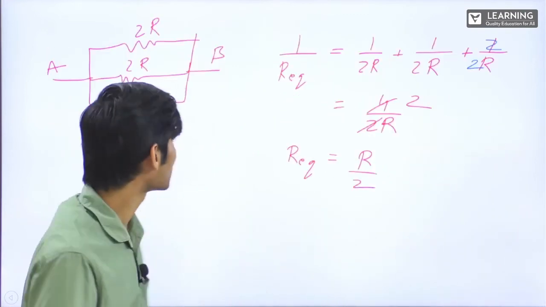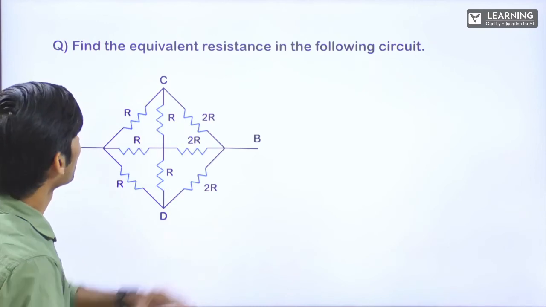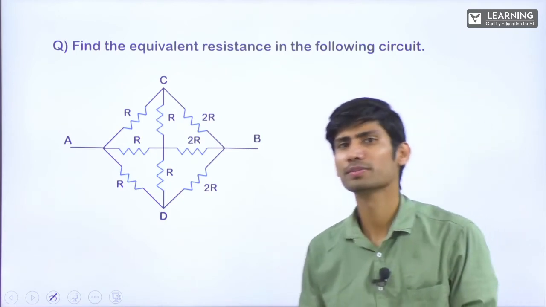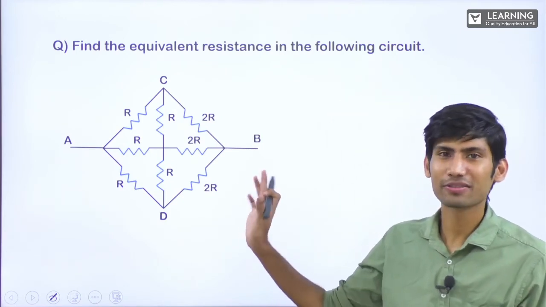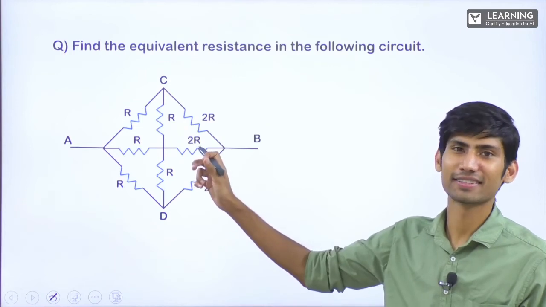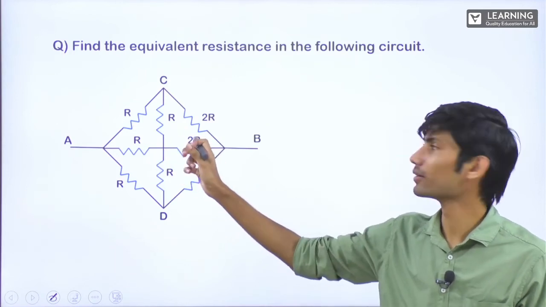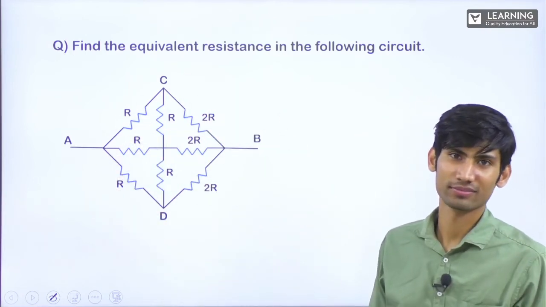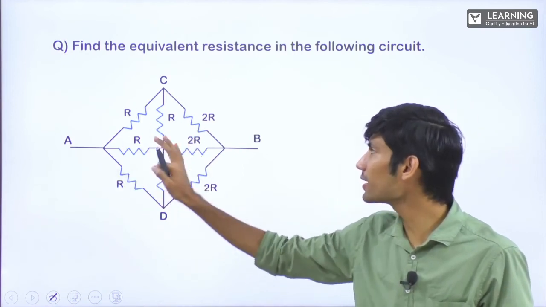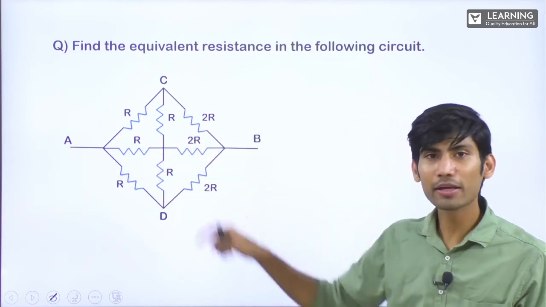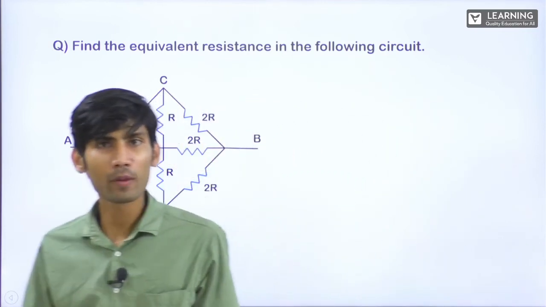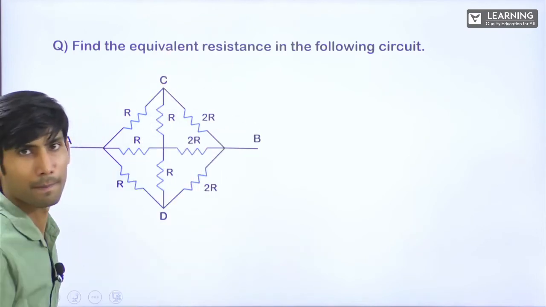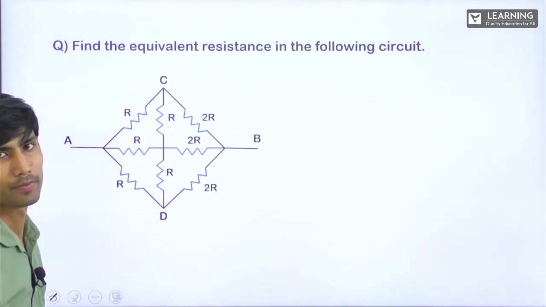Okay, now let's see one more. Find the equivalent resistance in the following circuit. How will we do this? It's not the similar question which we did before. See the resistances. This is 2R, this is 2R, this is 2R. In the last question, everything was R. Right? This time, this half is R, this half is 2R. Can we apply mirror symmetry here? No, right? If I keep a mirror, this side it is R, R, this side it is 2R. We cannot apply mirror symmetry.